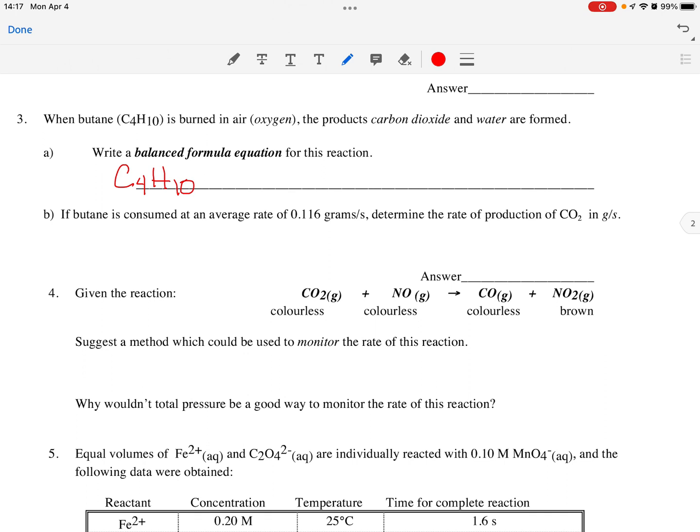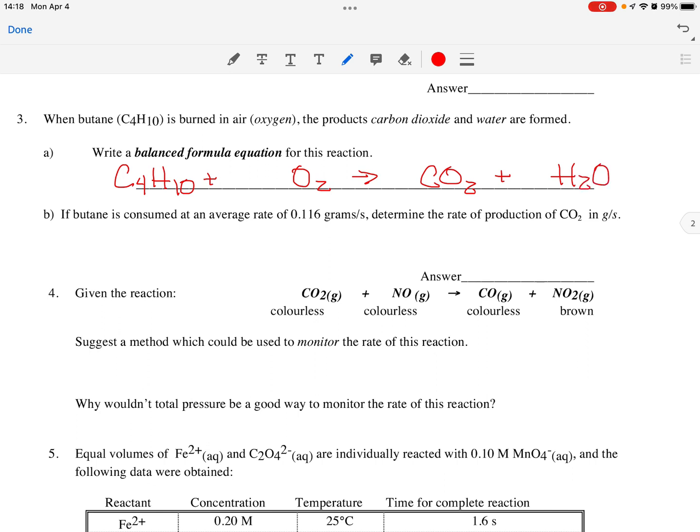C4H10, the chemical formula for butane, is burned in air, which is O2. I'm not going to tell you the 13 yet. Yields CO2 plus H2O.